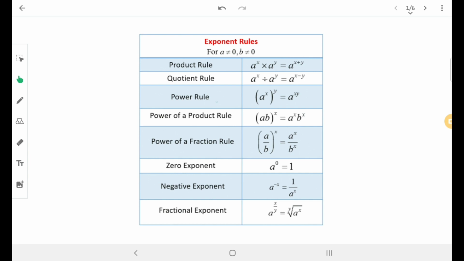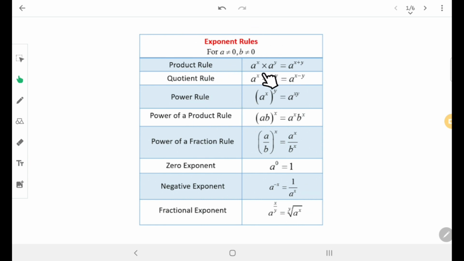Okay? So, I will be showing you how to apply the product rule, the quotient rule, the power rule, and then ano yung power of a product rule, and what is the power of a fraction rule, or power of a quotient sa iba. And then, makikita nyo din dito yung zero exponent. So, itong tatlong to, actually, I will be having another tutorial for this. So, let's focus for this concept kasi bago, especially dito sa fractional exponent, ay apply pa rin ang exponent rules or laws of integral exponent.